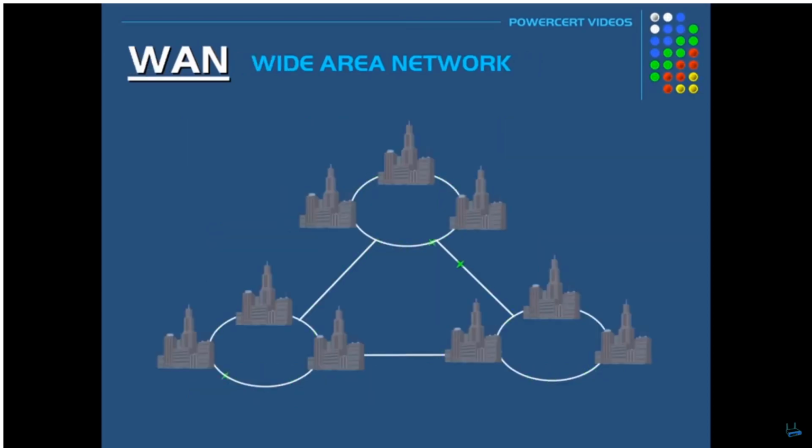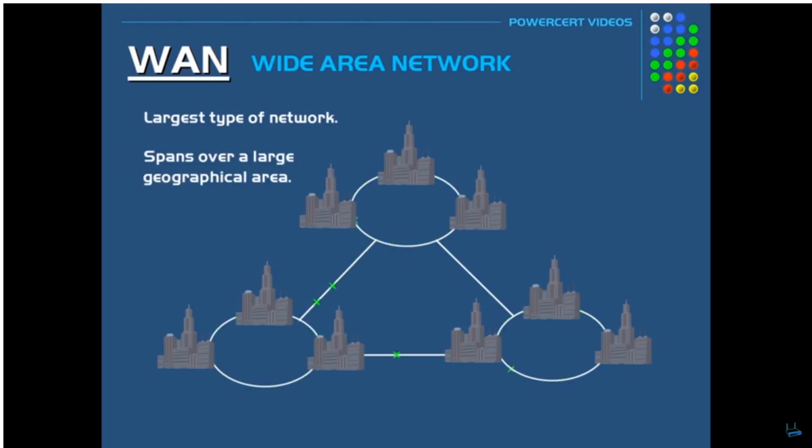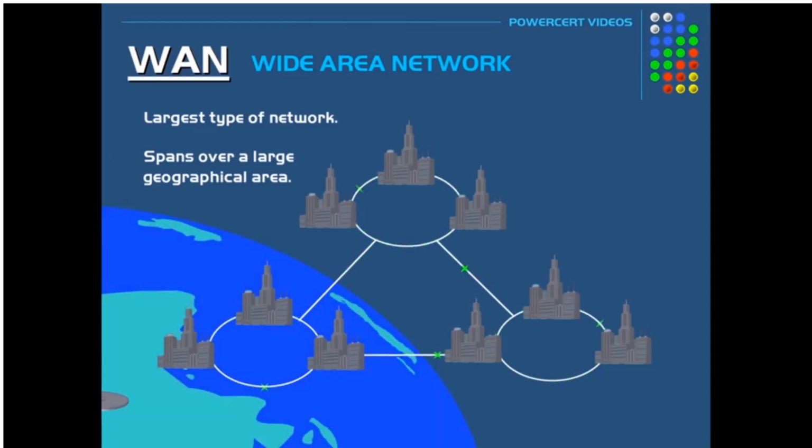And then finally, there's the Wide Area Network, or WAN. A WAN is the largest type of network. A WAN includes multiple LANs, CANs, and MANs. It's a network that spans over a large geographical area, such as a country, continent, or even the entire globe. A good example of a wide area network is the Internet.